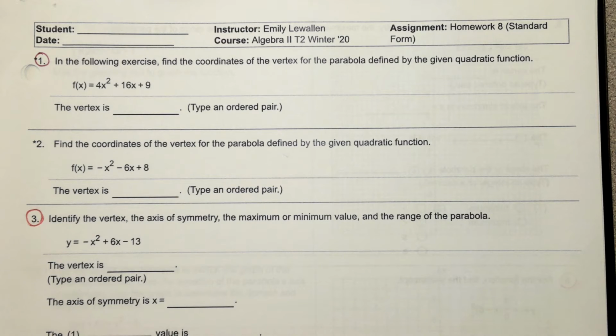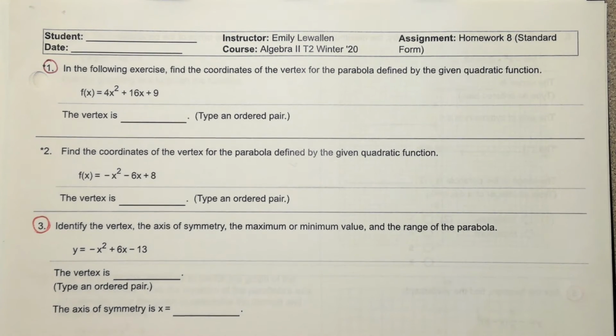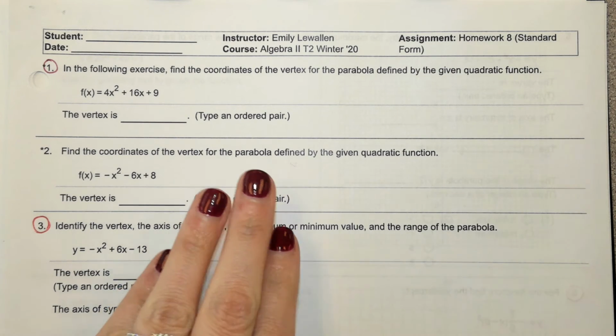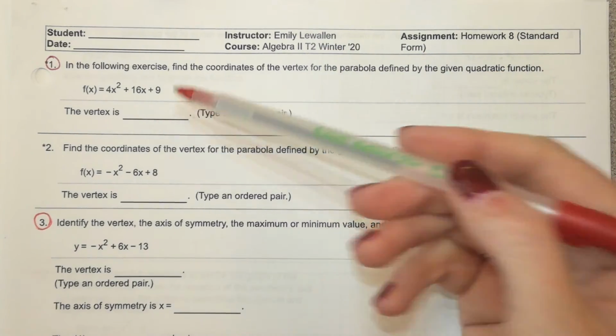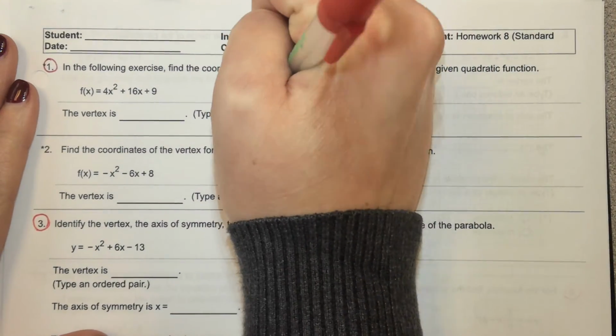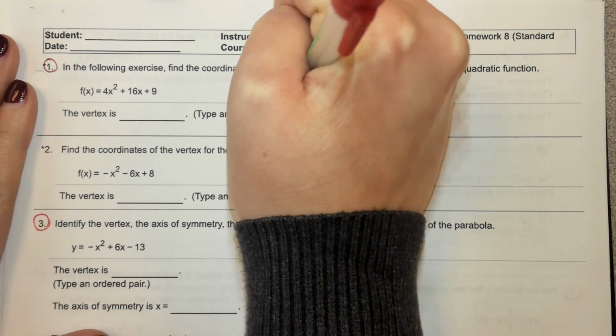Okay, now we're going to look at some sample problems from your Math Excel work. Again, there's a blank copy of this in Google Classroom. You're welcome to print it out and use it with me. So number 1, find the coordinates of the vertex defined by this function. So we're going to use that x equals negative b over 2a.